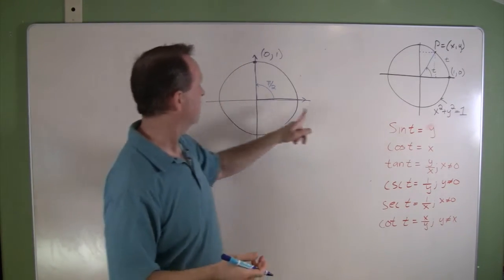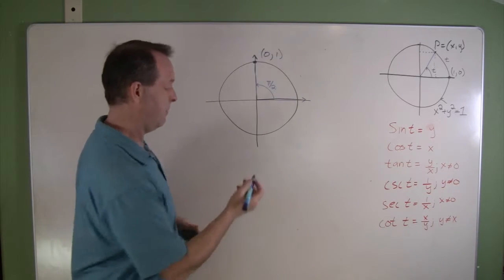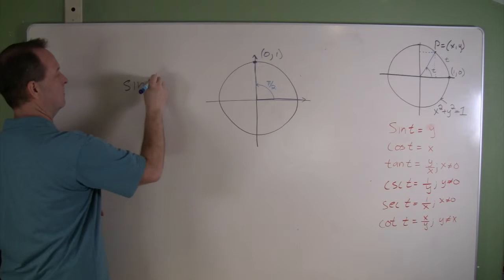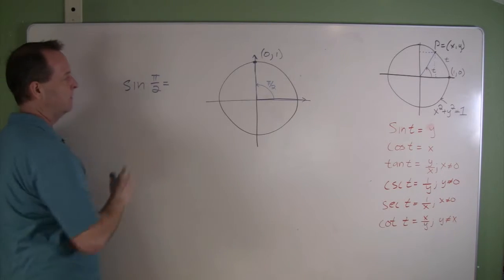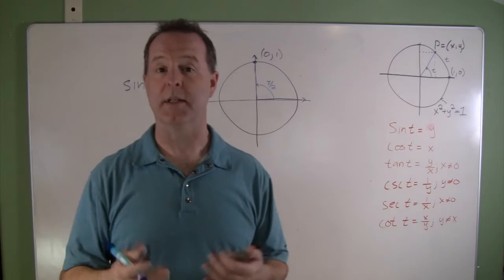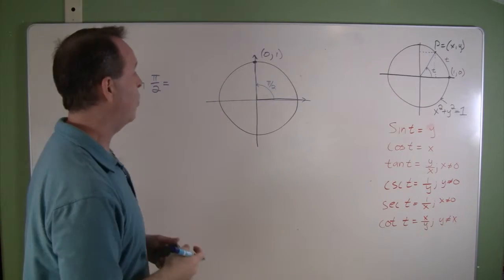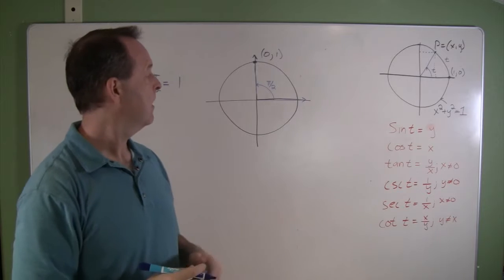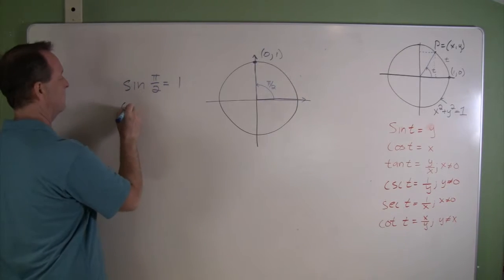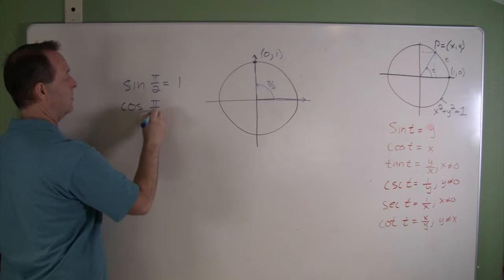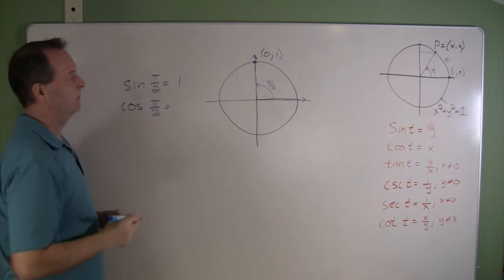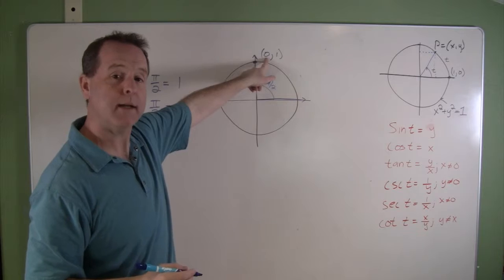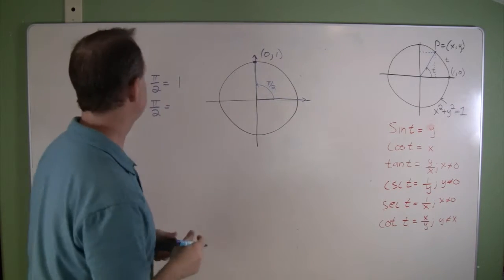Sine of t, t is this pi halves, so the sine of pi halves. Remember, sine was its y-coordinate. Its y-coordinate in this particular case is 1. The cosine of t, or the cosine of pi halves. At this point, the cosine is its x-coordinate, and its x-coordinate is 0.